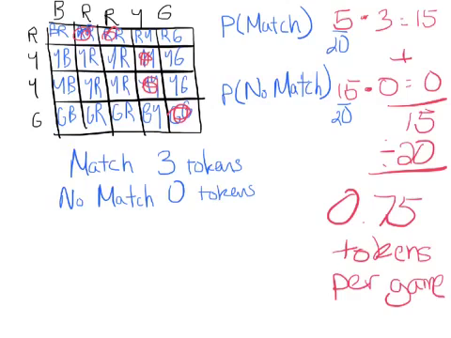Now you're not going to obviously take out 0.75 tokens, rip up 3/4 of a token, but that's actually going to be how many you're going to pay out on average. That would be for this game. I'll go over these steps in the next slide again on how to find the expected value and the steps that you need to take in any situation.